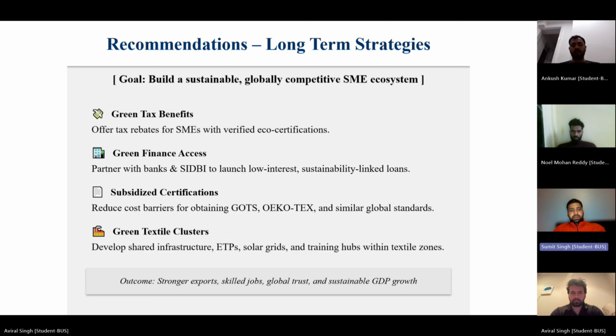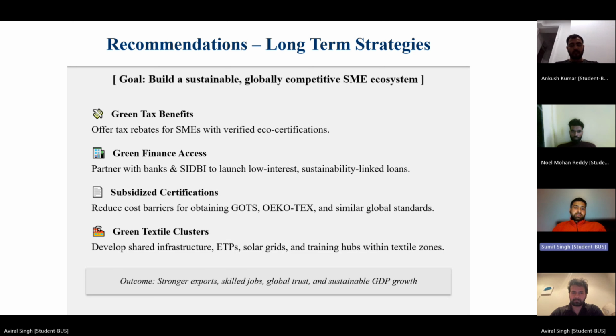Second one is a green loan fund. We envision a 500 crore green loan fund jointly operated by SIDBI and public sector banks. This fund would not only offer concessional loans but also advisory support, helping SMEs choose appropriate technologies, file paperwork for certifications, and plan their upgrades in phases.